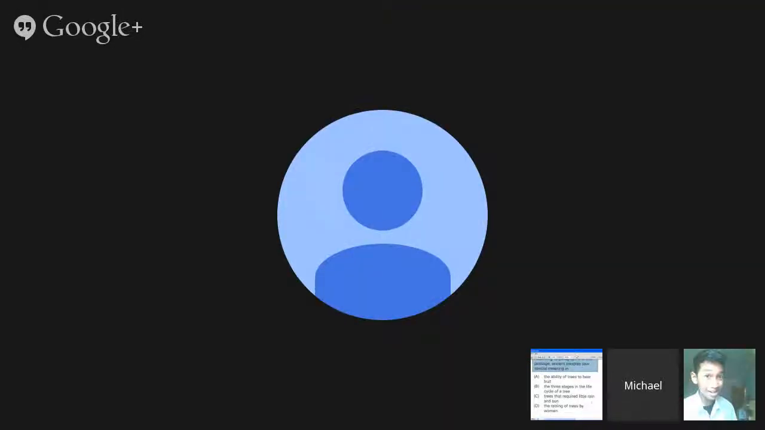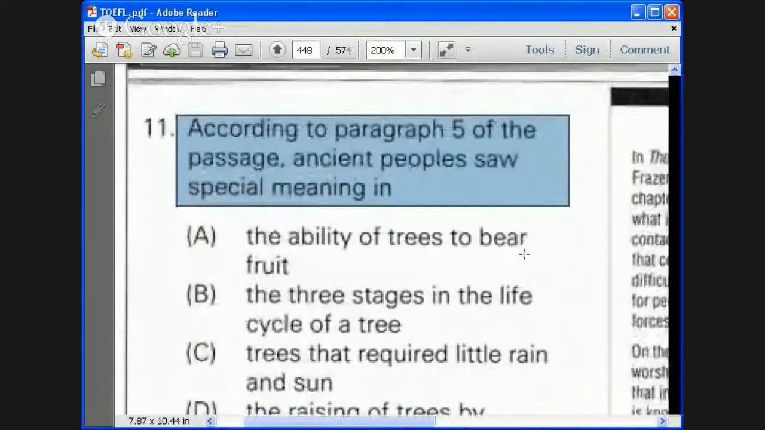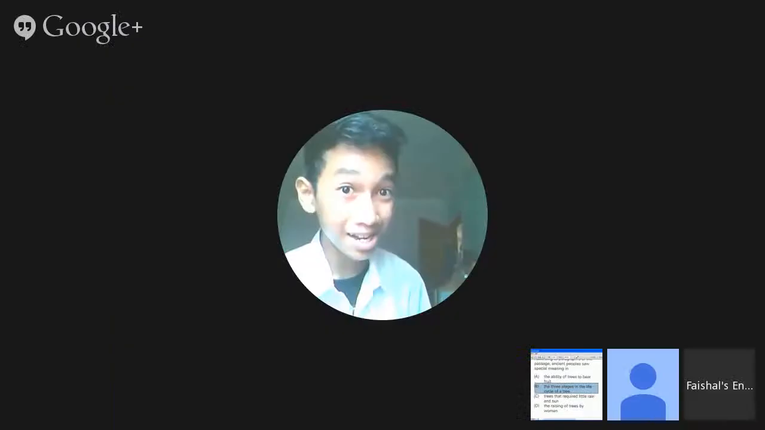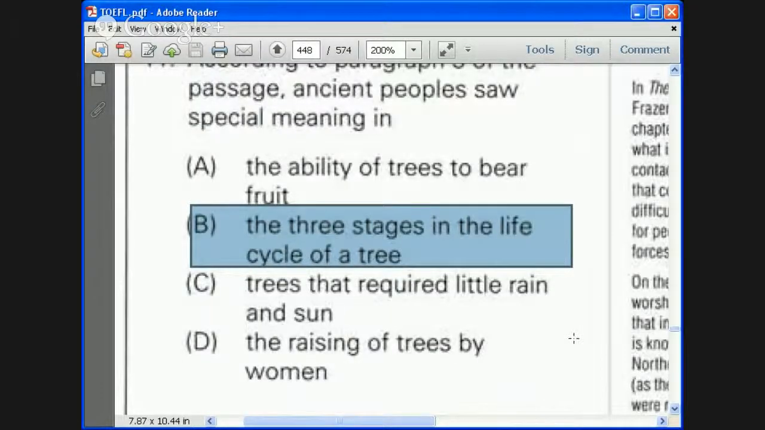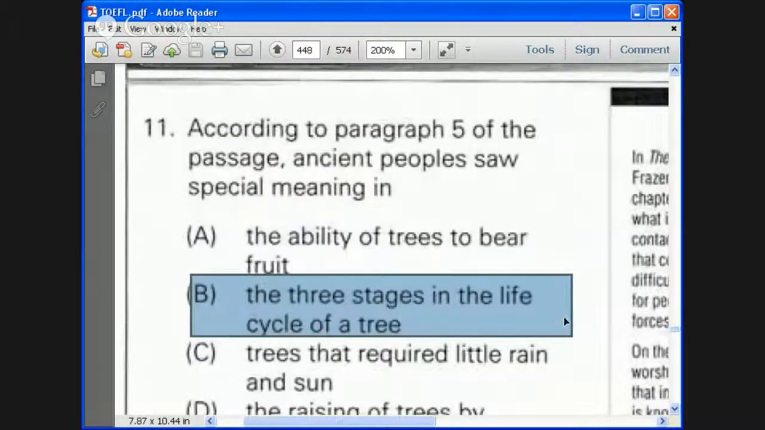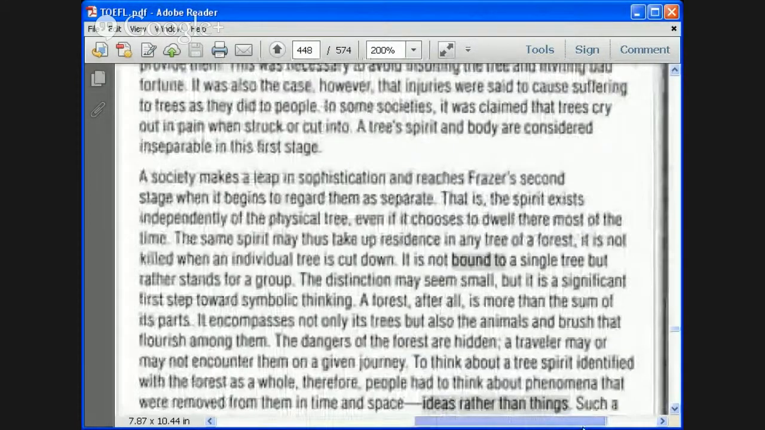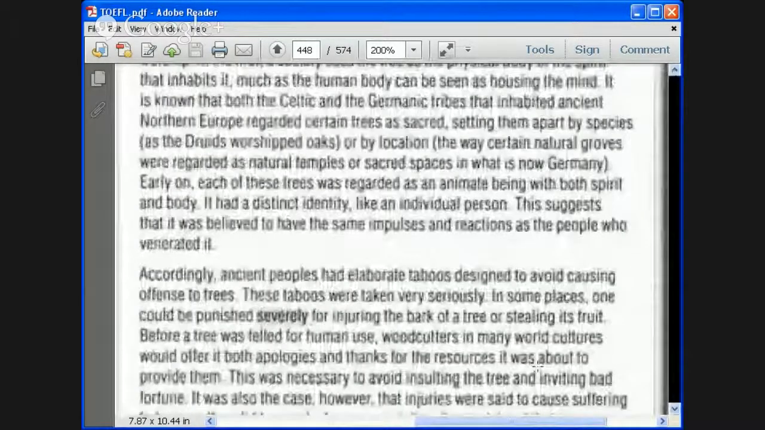Special meaning in what? Okay. We eliminate D, trees that require little rain and sun. The stages in the life cycle of a tree. The 3 stages of the life. The ability of trees to bear fruit. B. I go with B. Okay. Me too. There's 3 stages in the life cycle of a tree? Where did you see that? I didn't see that.